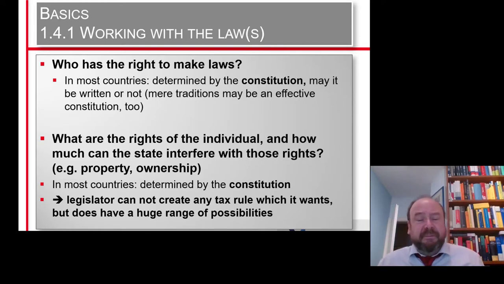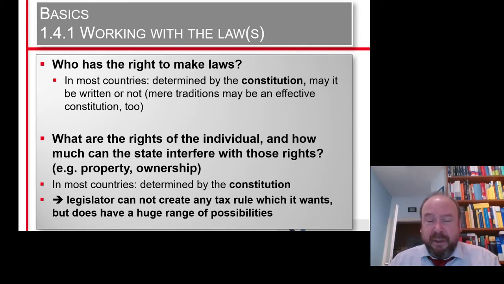Very often you have limits to parliamentary law-giving power, which are set by the rights of the individual, which are granted in such a constitution. For example, that ownership is protected or guaranteed, or that possible restrictions of these rights, like ownership, are also limited by the Constitution.